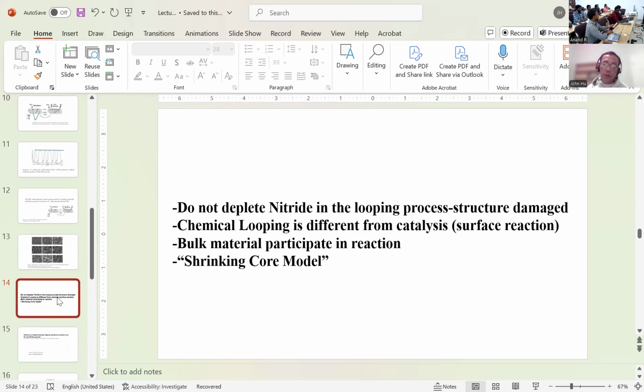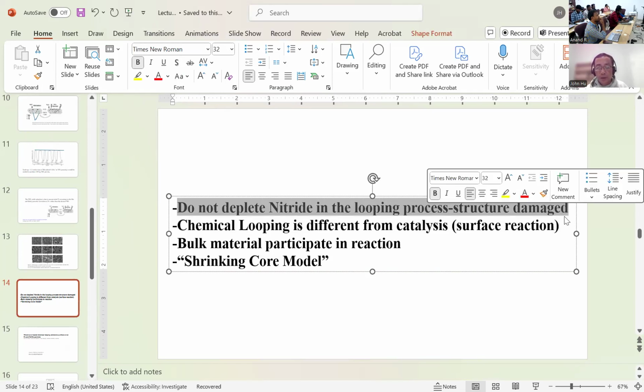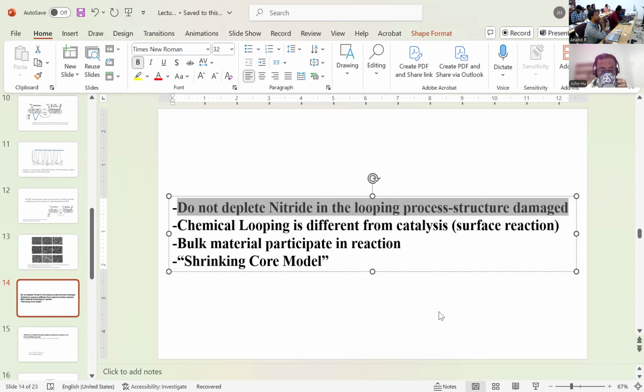True, you can always develop a stable material, but that is a lot of research and development work. From the engineering side, this is one solution: do not deplete the nitride in the looping process, otherwise there will be structure damage. And then we talk about chemical looping. It's different from traditional catalysis. Traditional catalysis is a surface reaction, but in chemical looping the bulk material participates in the reaction.